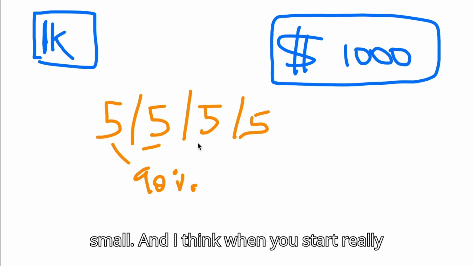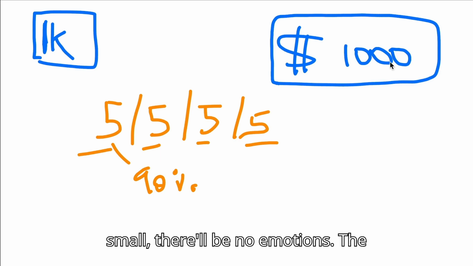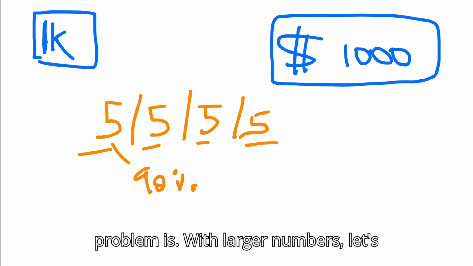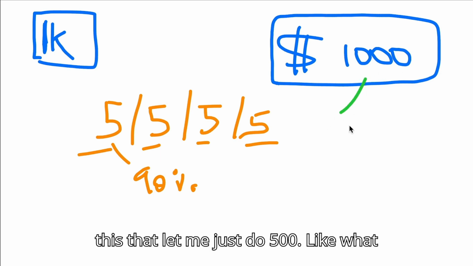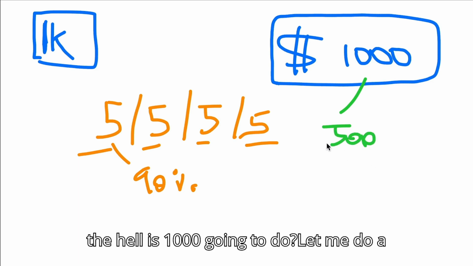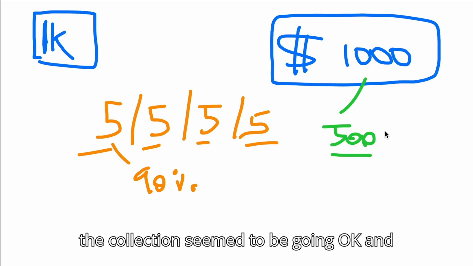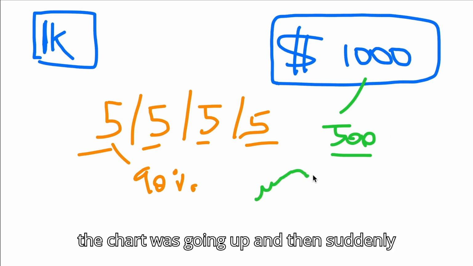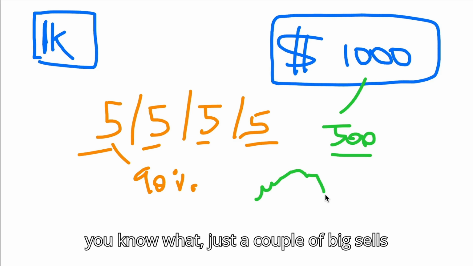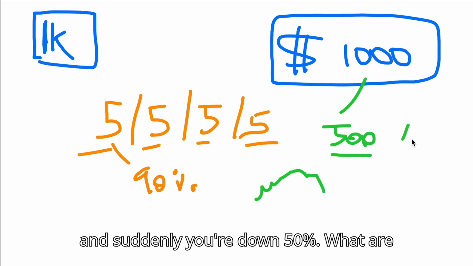And the thing is, when you start really small, there'll be no emotions. The problem is with larger numbers. Let's say you take 1,000, and a lot of people do this, they think, let me just do 500, what the hell is 1,000 going to do? Let me do 500, just see how it goes. And the collection seemed to be going okay and the chart was going up, and then suddenly, just a couple of big sells, and suddenly you're down 50%.